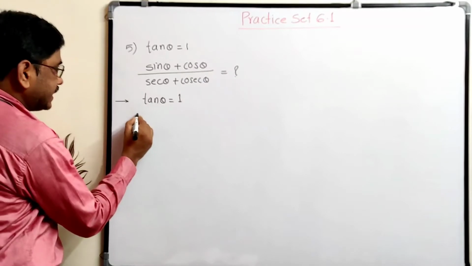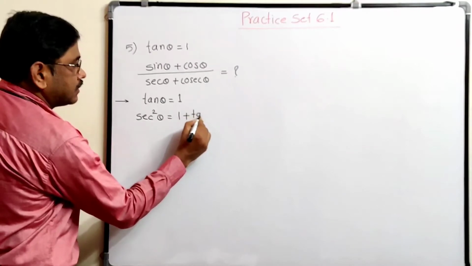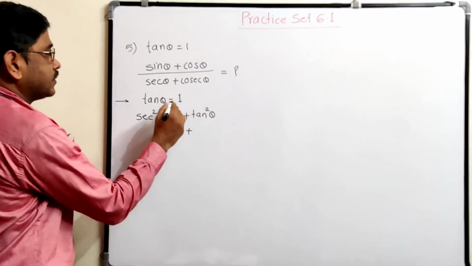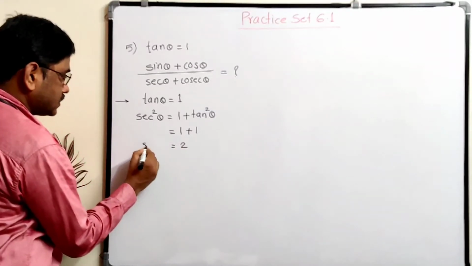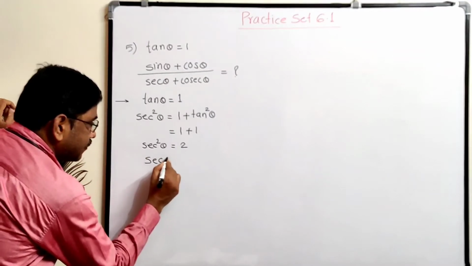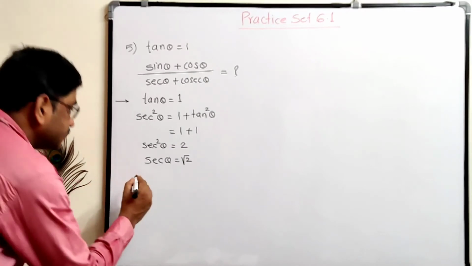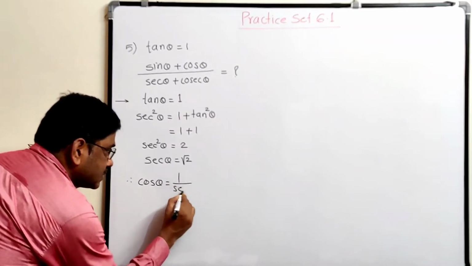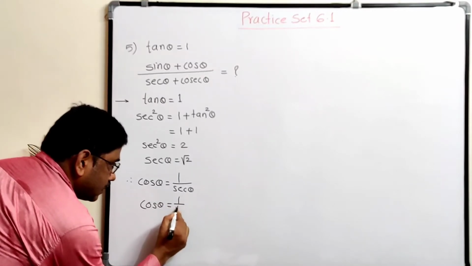Now if we have the identity sec square theta is equal to 1 plus tan square theta, now substitute the value: 1 plus this tan square theta is again 1. So here this is 2. Sec square theta is 2. Taking roots of both the sides, we get sec theta is equal to root 2. Now cos theta is the reciprocal of sec, that is 1 upon sec theta. So we get cos theta is equal to 1 upon root 2.